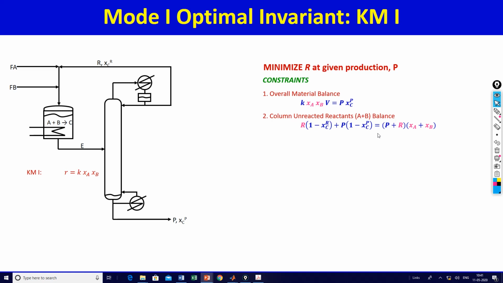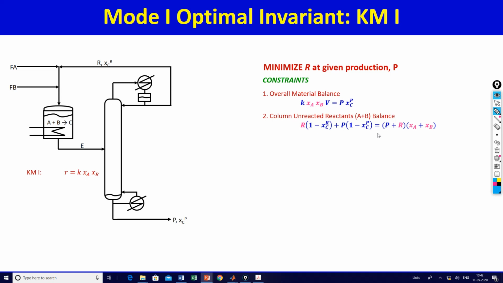Now a bit of derivation is required, so we'll do it right here. Let's differentiate this second equation, the column material balance, and my unknowns are R, XA and XB. I've got three unknowns. Production rate is fixed, the other compositions are known. Rate constant is fixed by the reactor temperature, and reactor volume is fixed at max. So we are left with XA, XB and R.